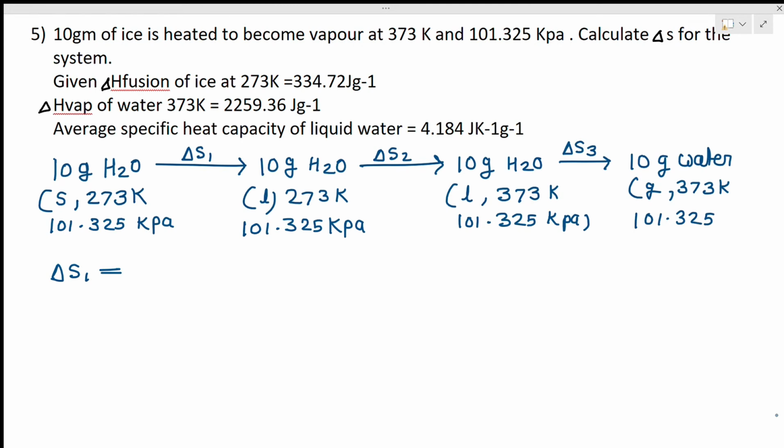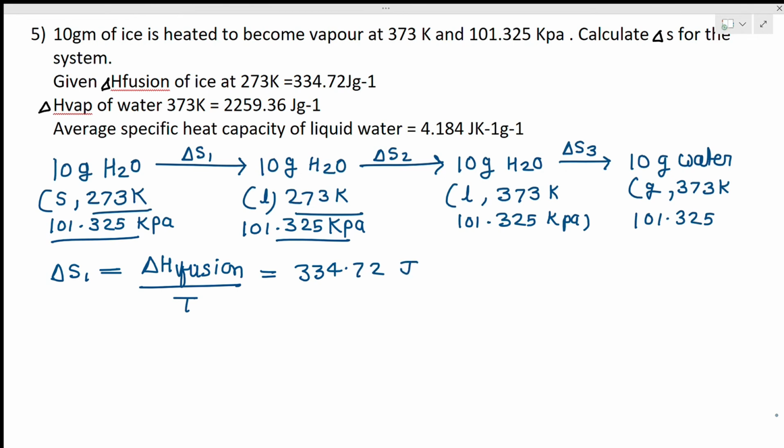In this process you can see that the temperature is same and pressure is same. Only the state is changing from solid to liquid. It means here we have to use the formula del S1 is equal to del H of solid changing to liquid, so it will be del H of fusion divided by T. So this will be equal to 334.72 joule per gram divided by 273 Kelvin. This will be equal to 1.226 joule per gram per Kelvin.